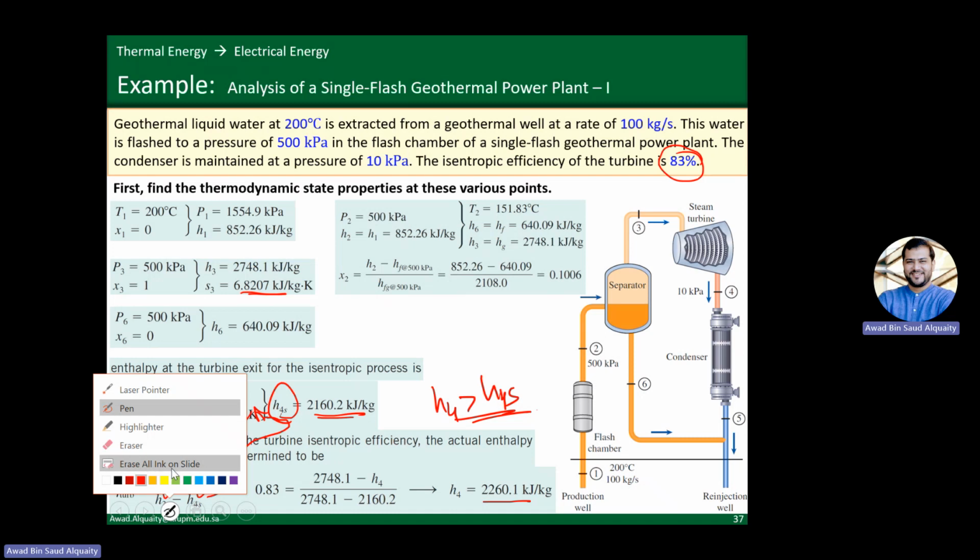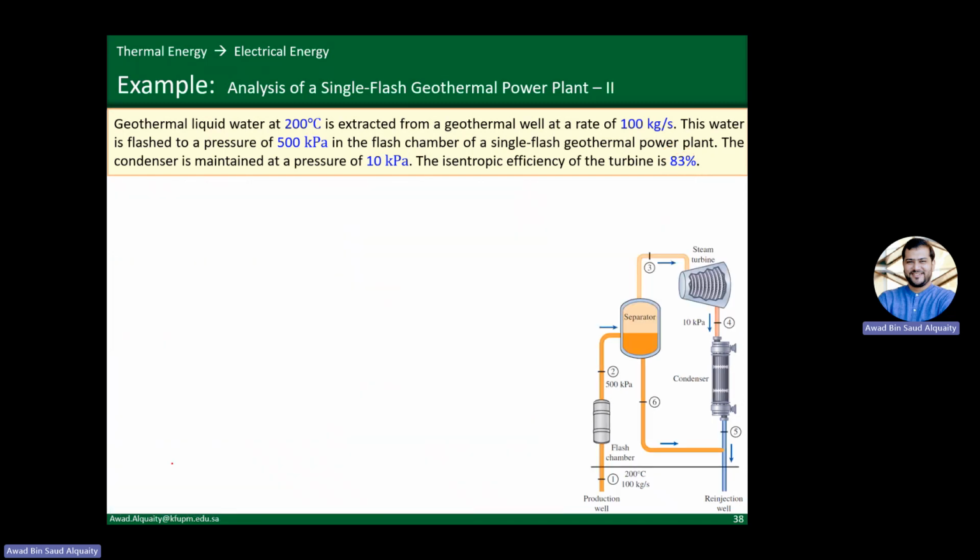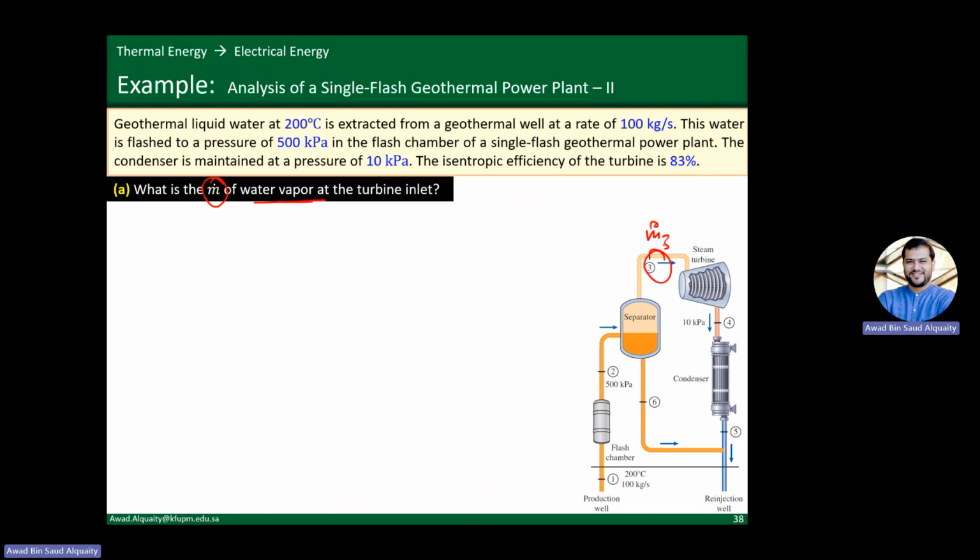So now let's go ahead and look at what we need to solve here. The first part is: what is the mass flow rate of the water vapor at the turbine inlet? So essentially we're asking what is m dot 3, right? Because we know that is the only part that goes on and expands in the turbine. So m dot 3 is simply, it depends on what is the quality that we have at state 2, right?